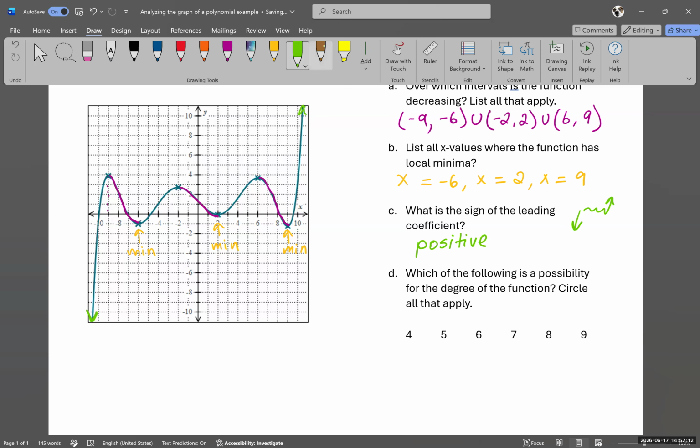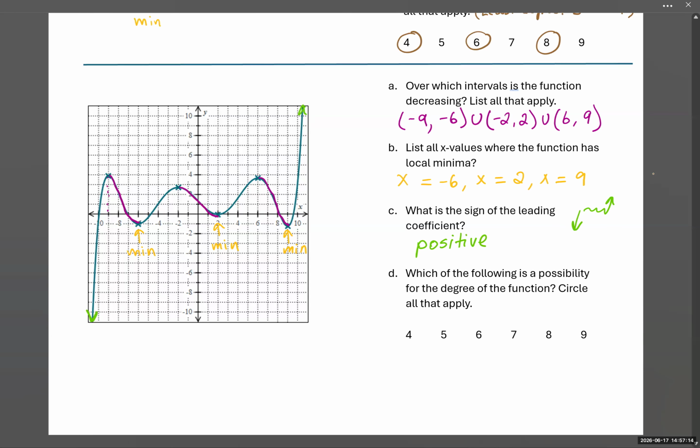Now the degree of the function. So again, the least degree, the smallest degree that it can be. Let's go ahead and count the number of turning points. 1, 2, 3, 4, 5, 6. So the smallest degree that it can be is 6 plus 1, which is 7. So this is our smallest degree, but every other odd degree is a possibility. So 9 is also possible.